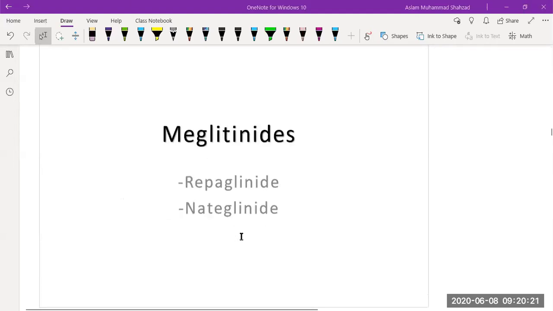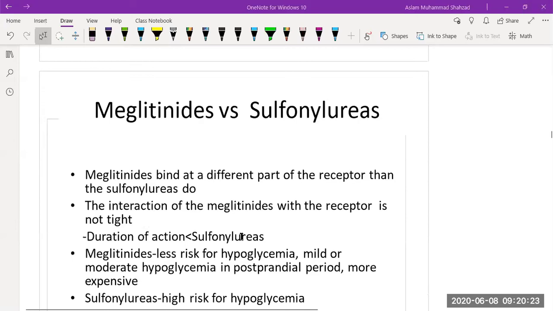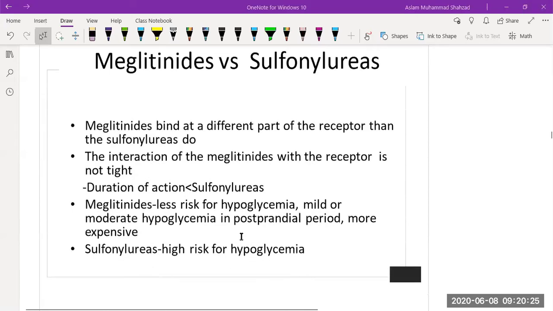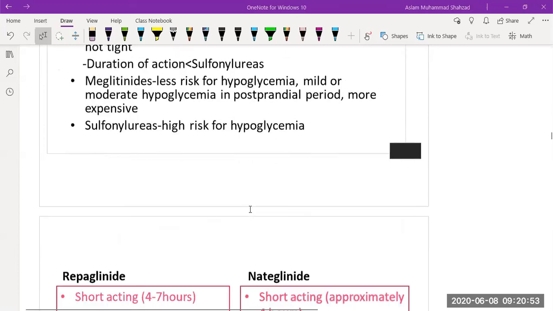Then meglitinides. What is the difference between meglitinides and sulfonylureas? Meglitinides bind at a different part of the receptors than sulfonylureas do. The main difference is that the interaction of meglitinides with receptors is not tight. The duration of action is also less than the sulfonylureas, and they have less risk for hypoglycemia, or only mild hypoglycemia in the post-prandial period, and sulfonylureas have high risk for hypoglycemia.